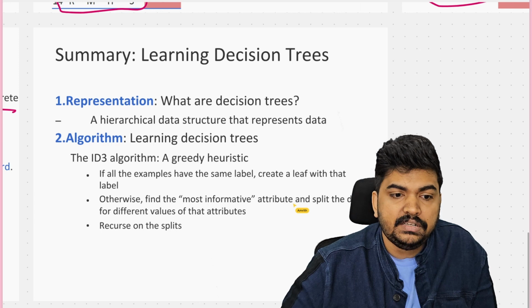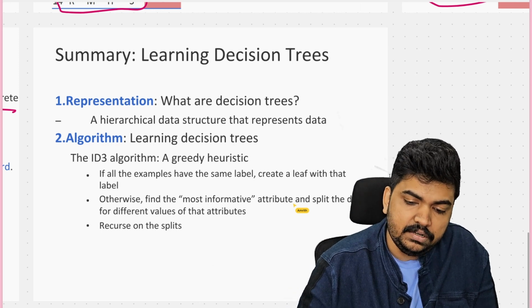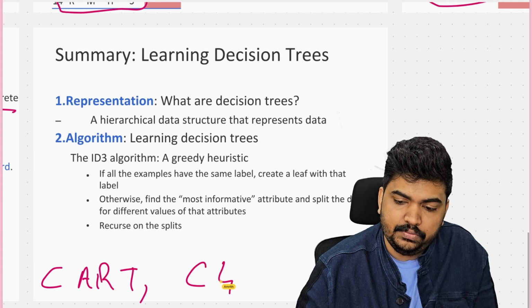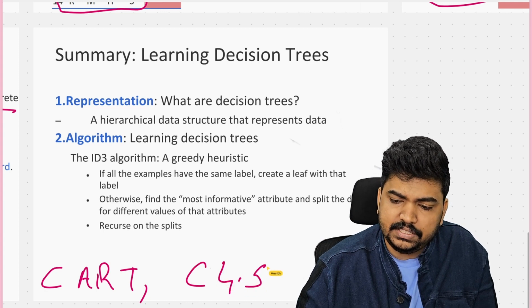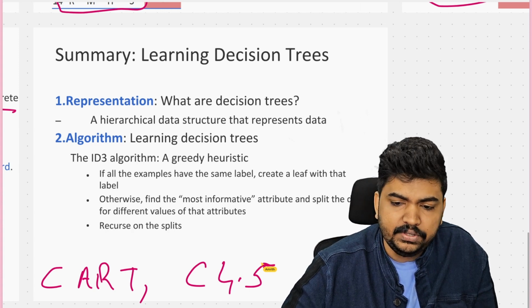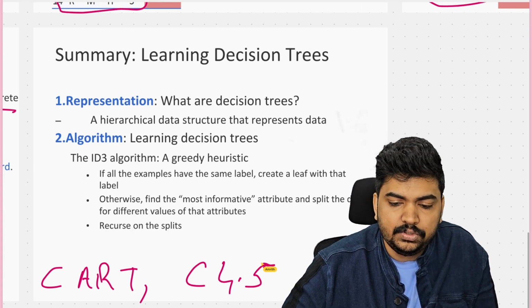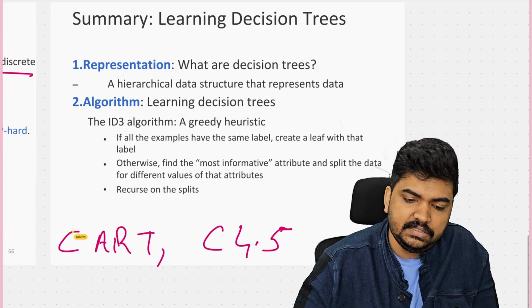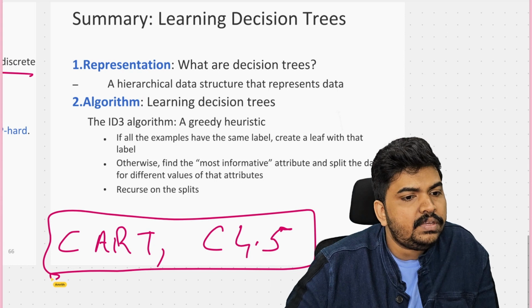There are many ways to learn decision trees. For instance, CART is another, and C4.5. So decision trees are so classical that you will find at least hundreds of different variants for it. I am not going to get into it, but just for the sake of exposing you to some diversity, I was just mentioning that there is something called CART and C4.5.